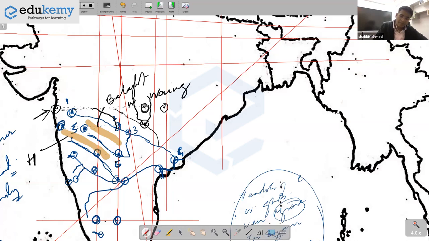This is river Painganga. From here to here this is Painganga, and this river, the combined stream, is called river Pranhita. This river is Painganga, and after this point, Vainganga and this small river here, this is river Pranhita. Pranhita is the combined stream, and this is river Painganga. Okay, this is Nanded, okay, and come eastwards.